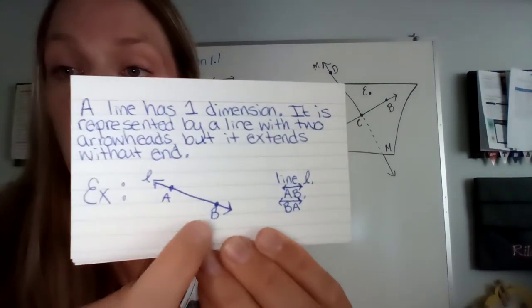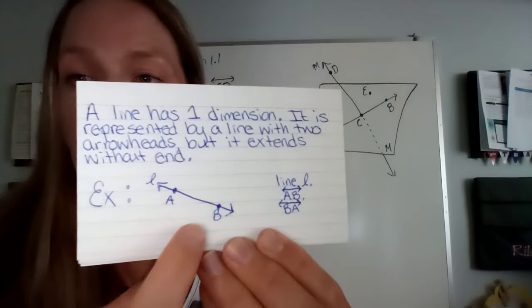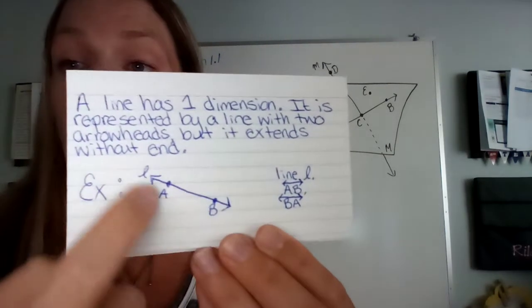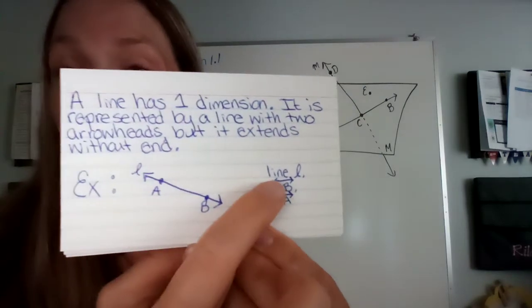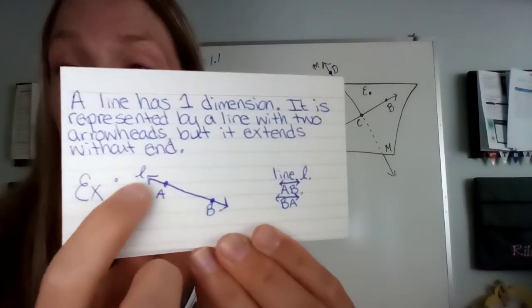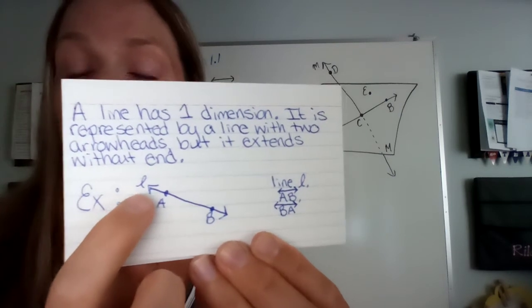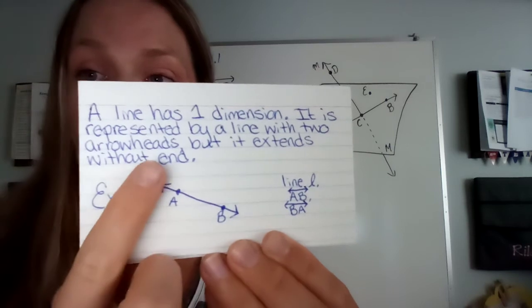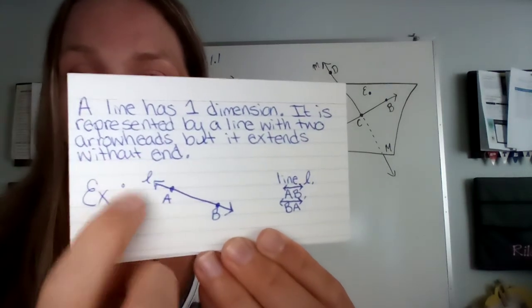There could be multiple points on it. There are infinitely many points. I'm just representing two of them. Okay, if I wanted to talk about this line, I could refer to it as line L. So if there is a cursive letter there, you can use that cursive letter to name the line, but you can't add your own cursive letter to a diagram. So a lot of times there is no cursive letter, but sometimes there is.